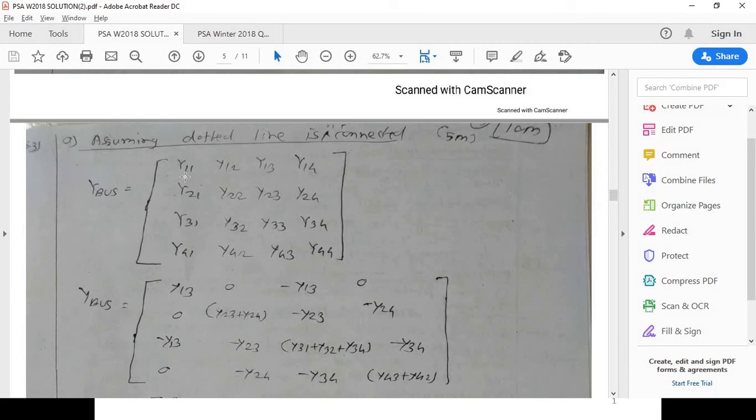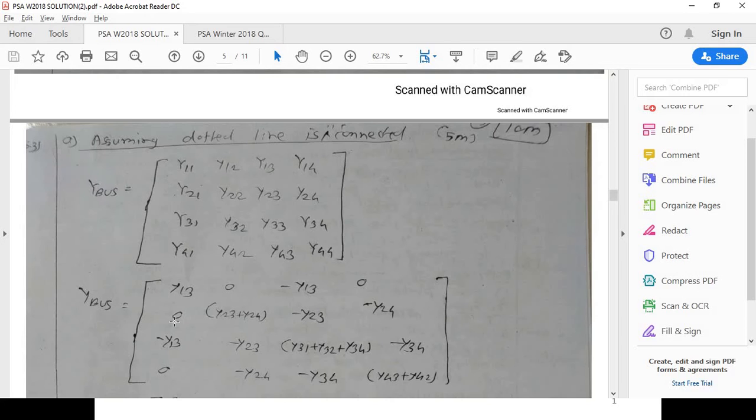Now here we will calculate y21. What is the meaning of y21? Y21 is the negative sum of all the admittances connected between bus 2 and 1. But since there is no connection between bus 1 and 2, it will be 0.